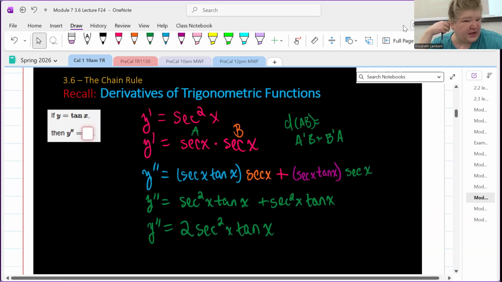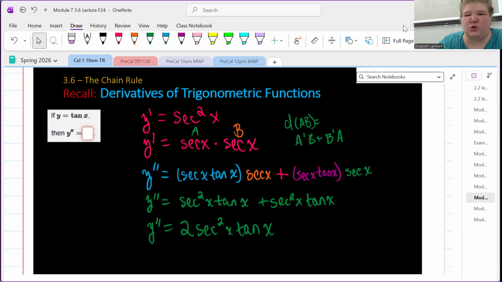So I covered a video on derivatives of trig functions. The derivative of tangent is secant squared. And then if we're going to do the second derivative of that, we don't have a way to deal with the squared function and then secant being inside the squared function. So we split it up into the product, secant times secant, and then we do our product rule. So I worked that out ahead last night. So we end up with 2 secant squared tangent x as our second derivative.